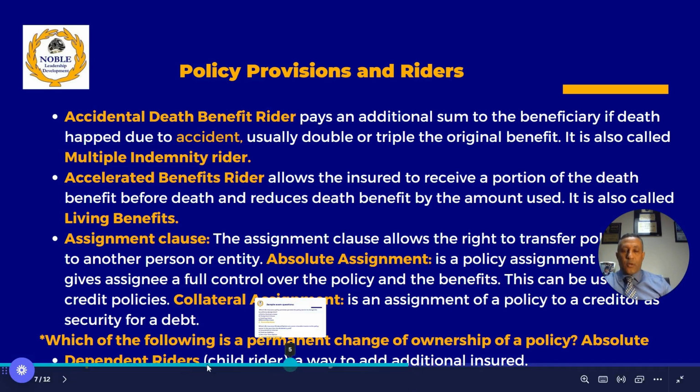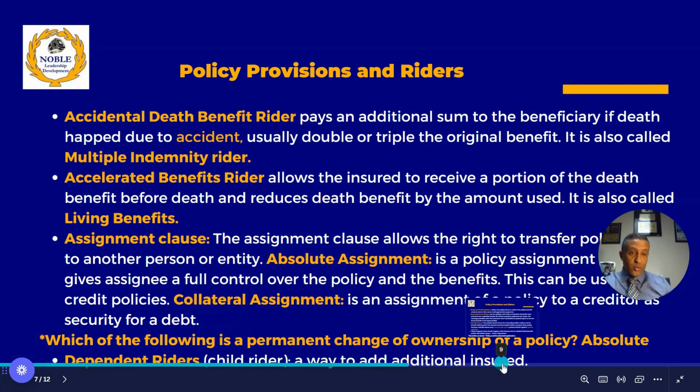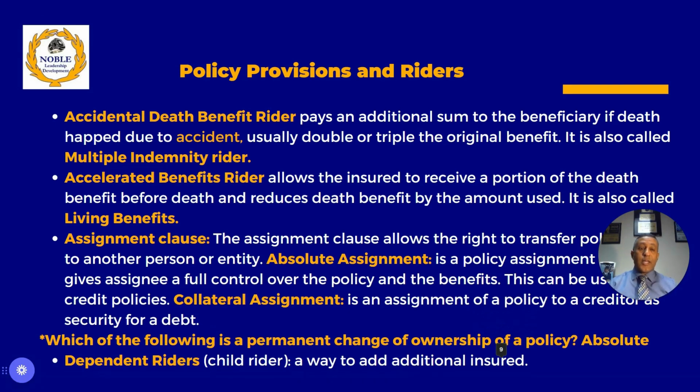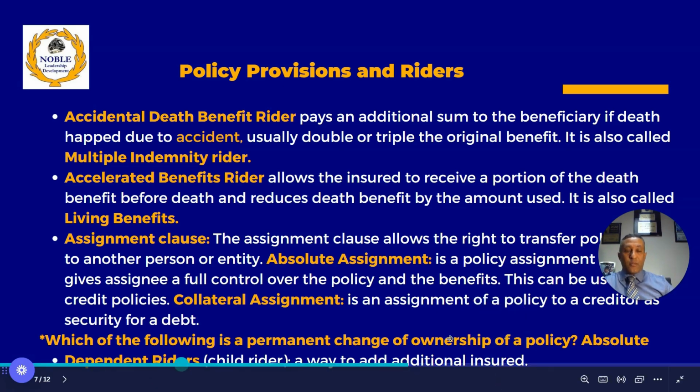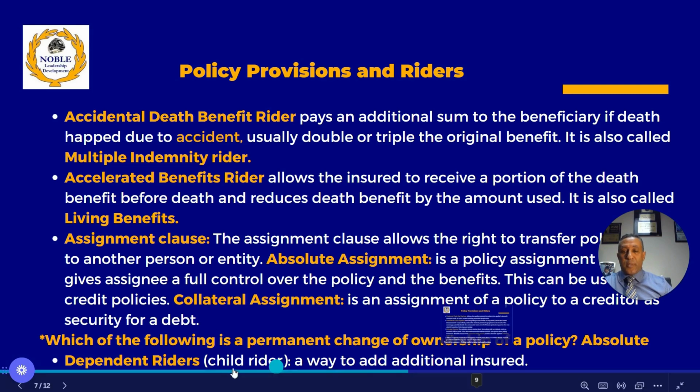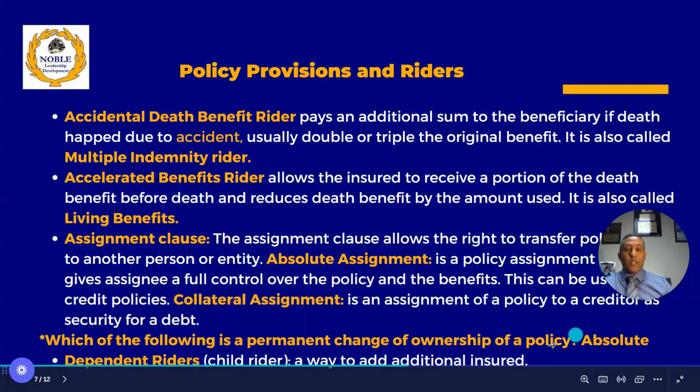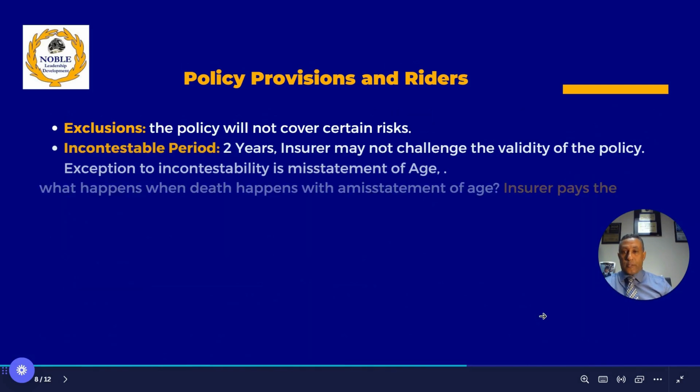Dependent rider, also you can call it child rider, is a way to add an additional insured. So if the family is insured, the child can be added to that policy as a rider, as an extension, as an endorsement. So that dependent rider is adding an additional insured, right? Which of the following will add an additional insured to the policy? If you see a dependent rider, a child rider will add to the policy as well, an additional insured.